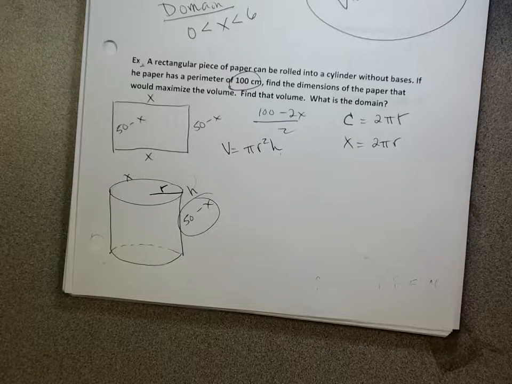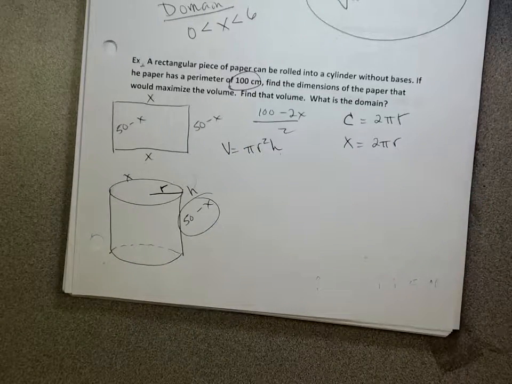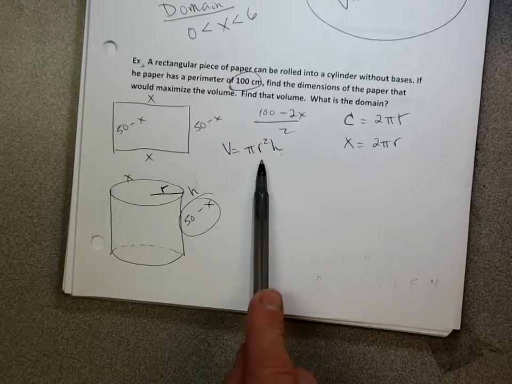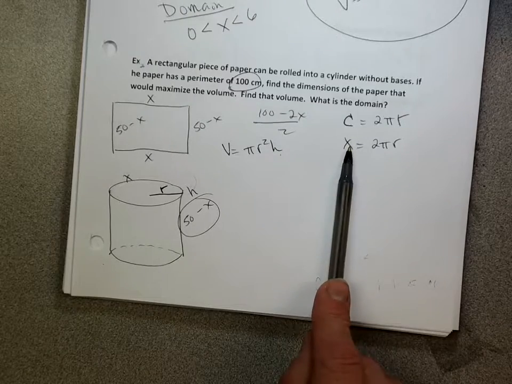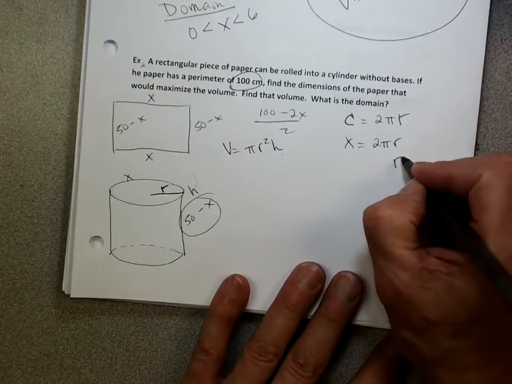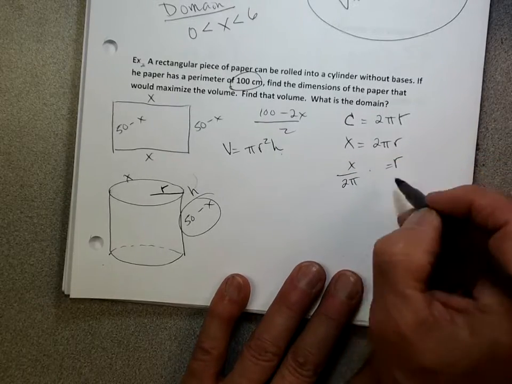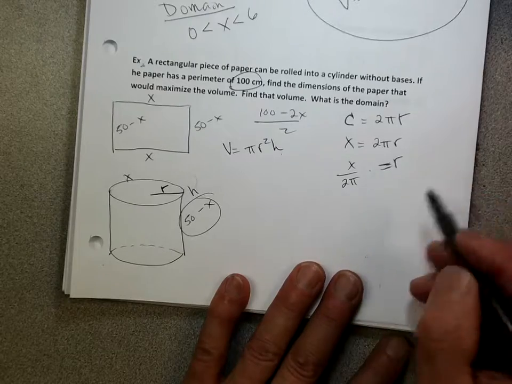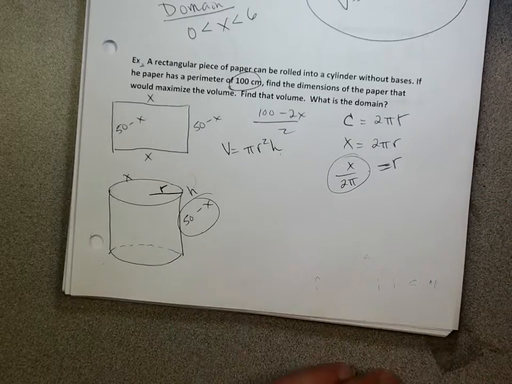You can't graph this thing in terms of x's and r's. In fact, you can't even get an r in this thing, can you? So we need to somehow get our full formula in terms of x's. So if the circumference is x, we've got 2 pi r, let's solve for r. So r would be equal to x divided by 2 pi, okay? You with me? So here's my radius. Here's my height.